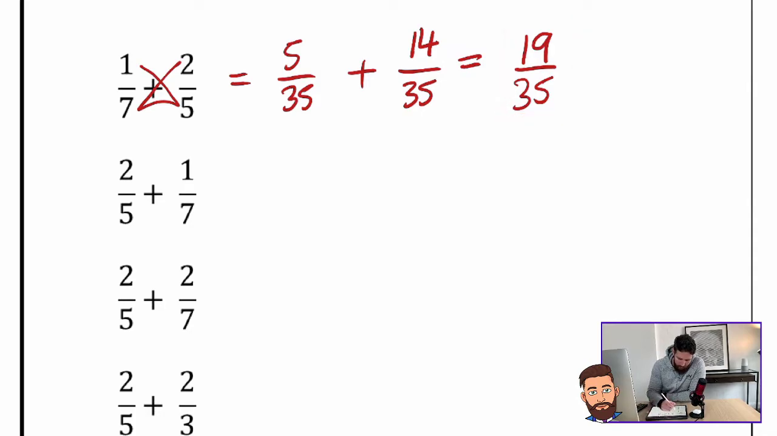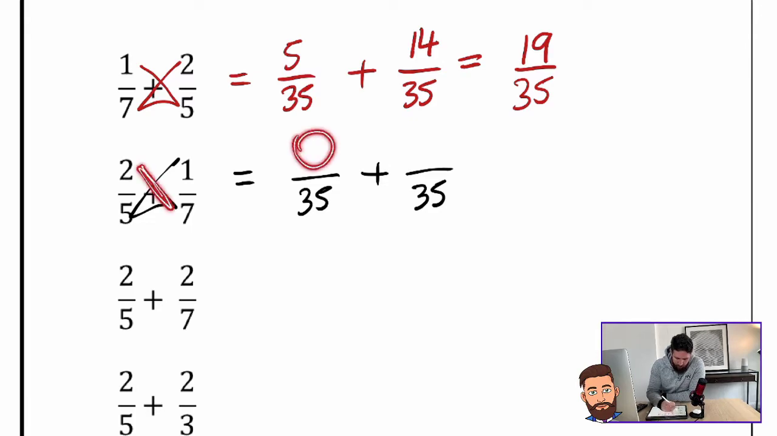On the next one, same thing. We cannot add because they do not have the same denominator. So we're going to make it the same. We could do 5 times 7 is 35. And what goes here? 2 times 7 is 14. What goes here? 5 times 1 is 5. Adding those together, again, we get 19 over 35.